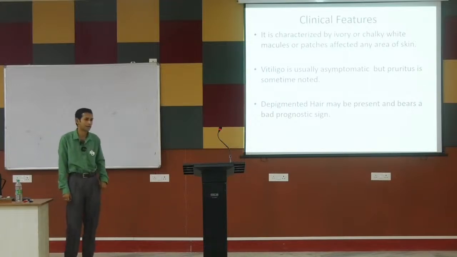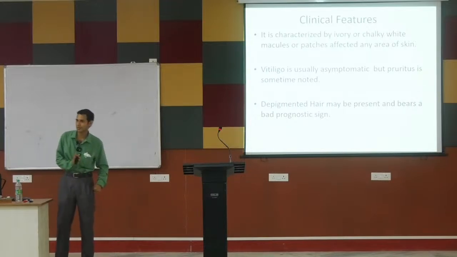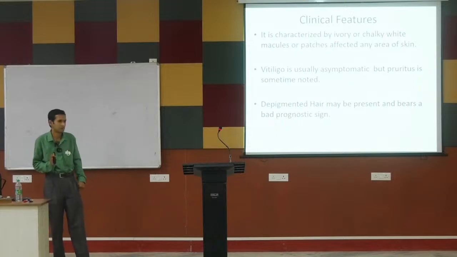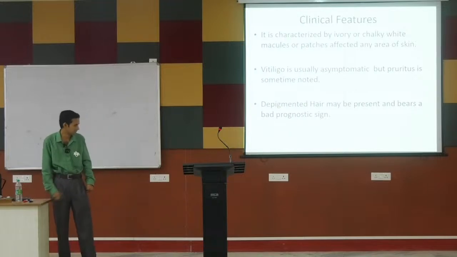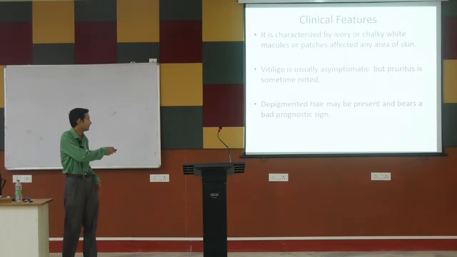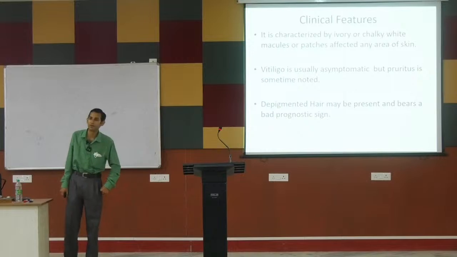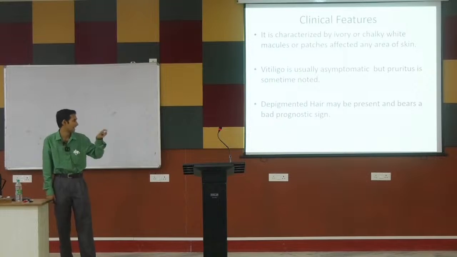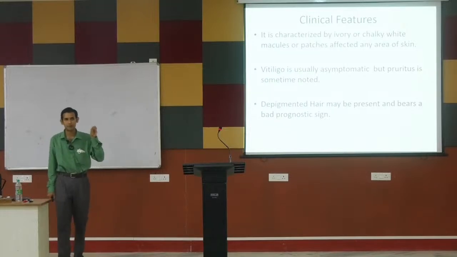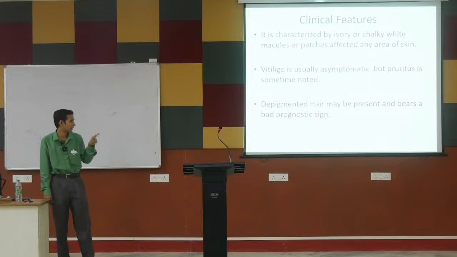So vitiligo is usually asymptomatic. Usually it doesn't produce any symptom, but sometimes the patient may complain of pruritus or itching. Depigmented hair may be present, which is also known as leukotrichia. When vitiligo affects the hair, this is known as leukotrichia and bears a poor prognostic sign. This is most important. Depigmented hair, known as leukotrichia, bears a bad prognostic sign.